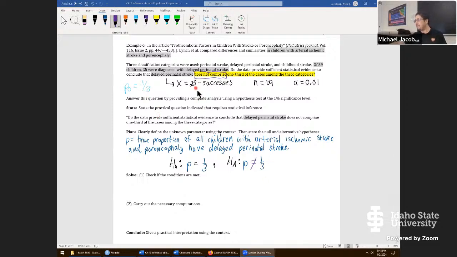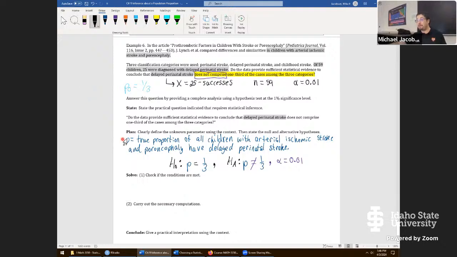Well, let's see what else we have. Did they give us a significance level? "Answer this question by providing complete analysis using hypothesis test." That's why we have a null and alternative at the 1% significance level. So from there, oh, we did indicate that. I'm just not caught up with what we wrote before. So let's just take that, drop it down here. Alpha equals 0.01.